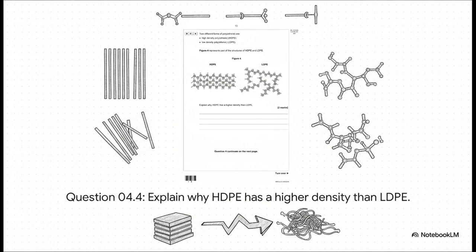This time, you have to explain why HDPE, that's high-density polyethylene, has a higher density than LDPE. And look, the exam paper actually gives you this diagram, which is a massive clue. Seriously, take a close look at the structures. What's different about how the chains are laid out in HDPE versus LDPE?